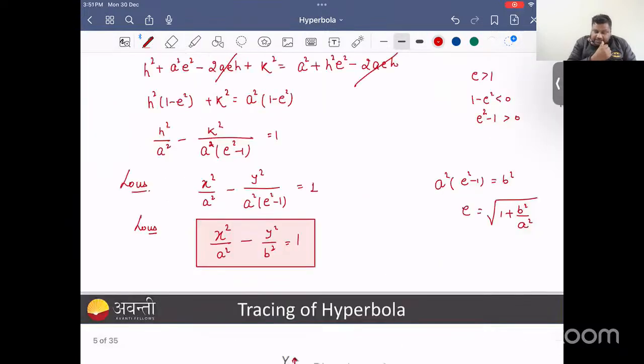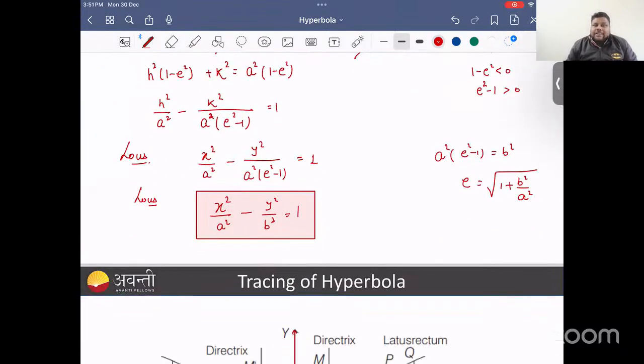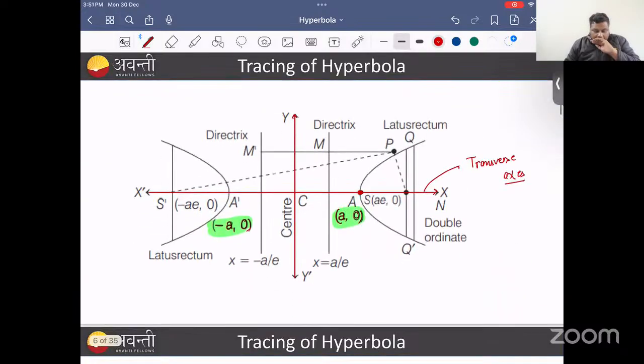So now, in this equation, if I put x equals 0, I get y square equal to minus b square. That means there is no intersection with the y-axis because y square cannot be minus b square. So this is the standard shape of the hyperbola. This kind of shape. Am I clear? It is symmetric about the y-axis also. Understood?